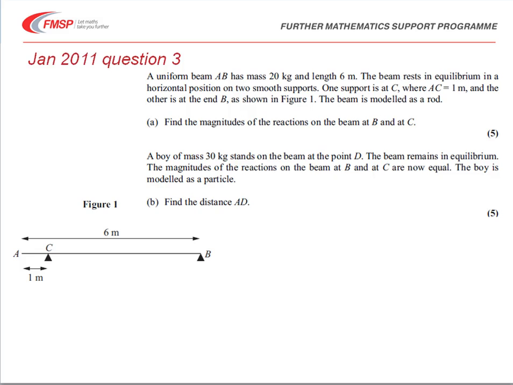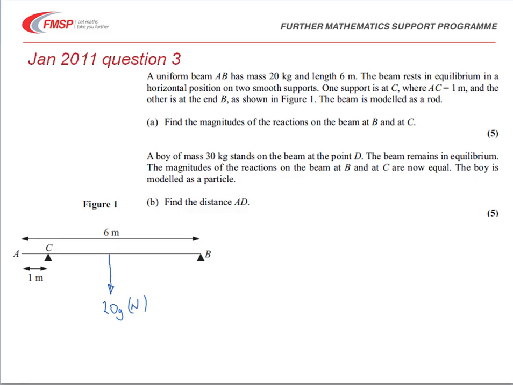The first question is from the January 2011 paper. Reading through the question first, we have a uniform beam of length 6 metres and mass 20 kilograms. The idea that it's uniform means that we can talk about the weight acting at the centre. So on the diagram, I'll first of all draw that in, the weight W being equal to 20 multiplied by g newtons.